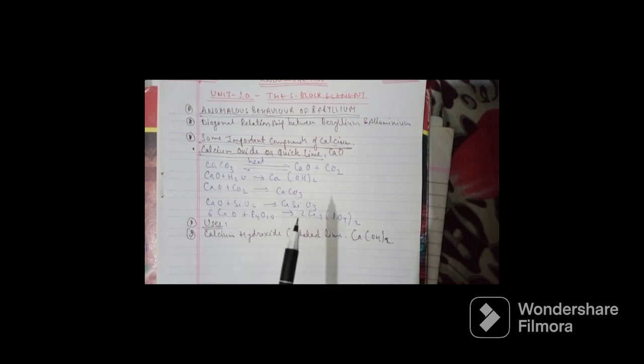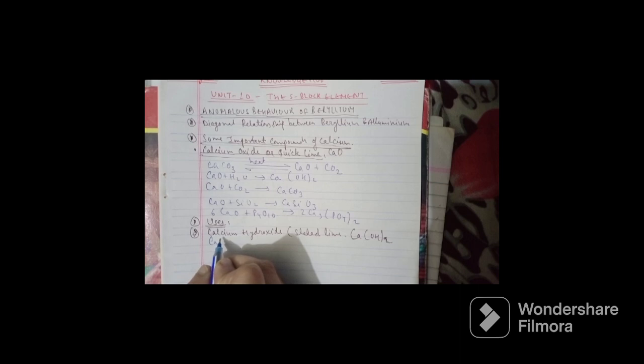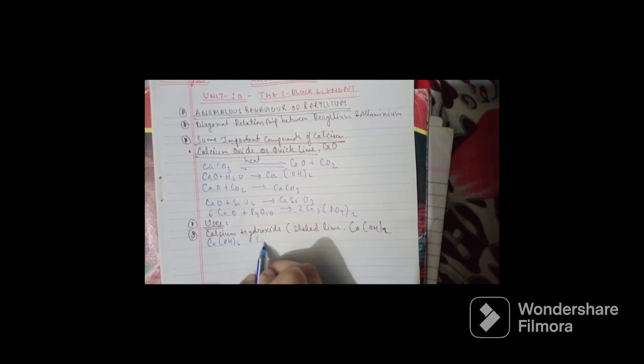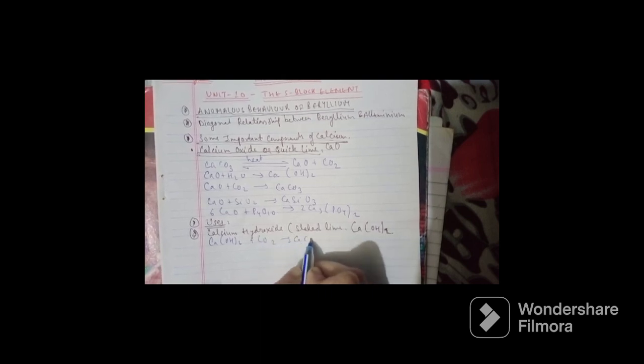It is a white amorphous powder and it is sparingly soluble in water. The aqueous solution is known as lime water, and the suspension of slaked lime in water is known as milk of lime. When carbon dioxide is passed through the lime water, it turns milky due to the formation of calcium carbonate. Ca(OH)2 plus CO2 will give CaCO3 plus H2O.